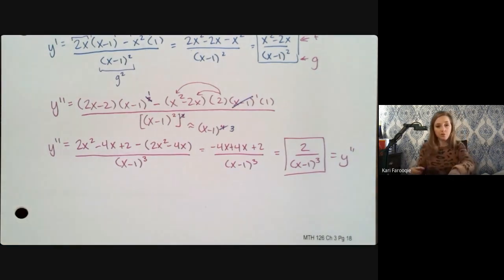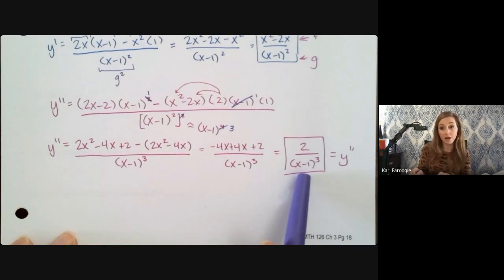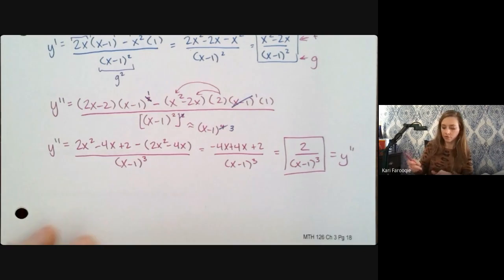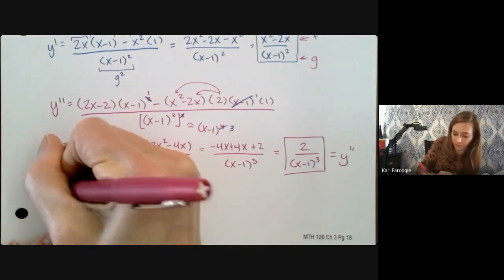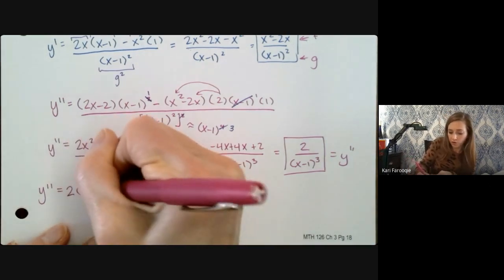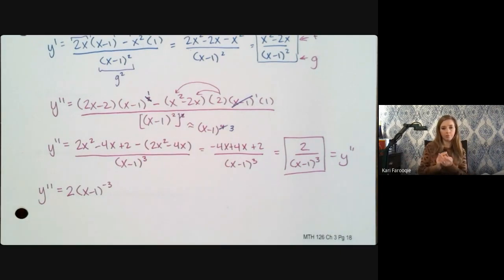Now when we take the 3rd derivative, it's up to you. You could use the quotient rule. I would not. I would rewrite y double prime so that you can just use the chain rule. I would rewrite it as twice and then bring that x minus 1 up with a negative exponent. So it'll be twice x minus 1 to the negative 3rd power. And now it's going to be a much simpler derivative because you don't need to worry about using the quotient rule with the chain rule.